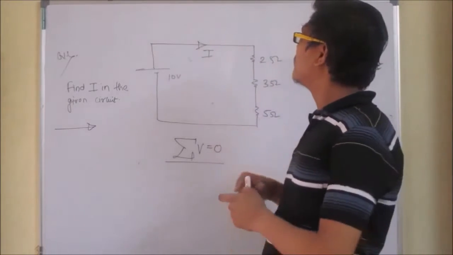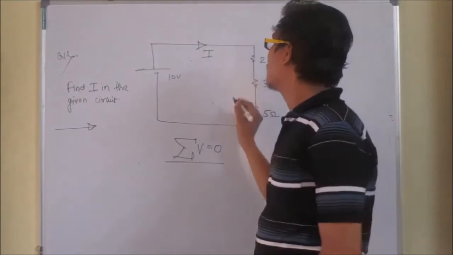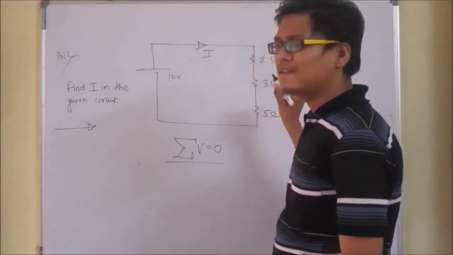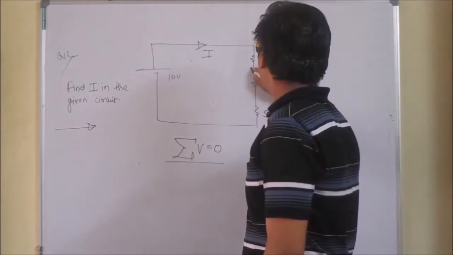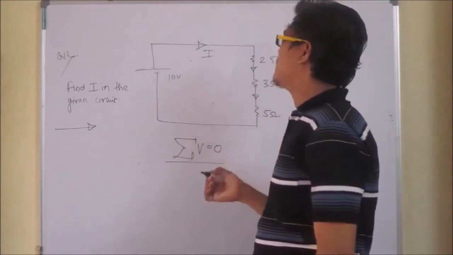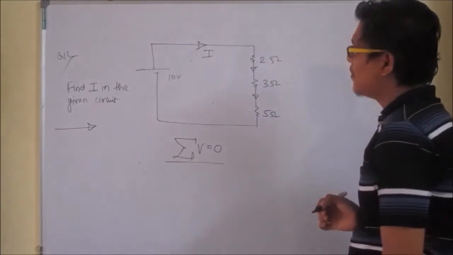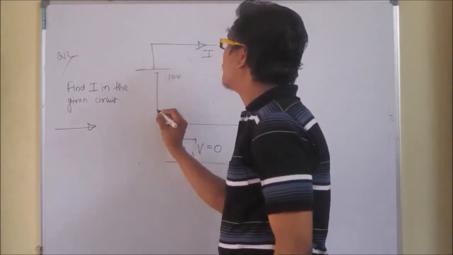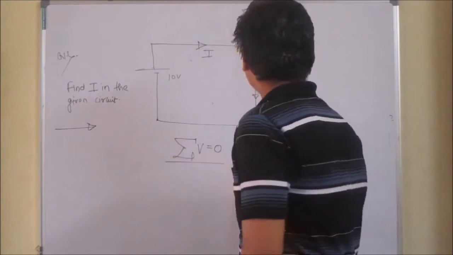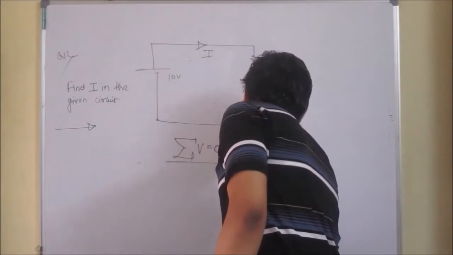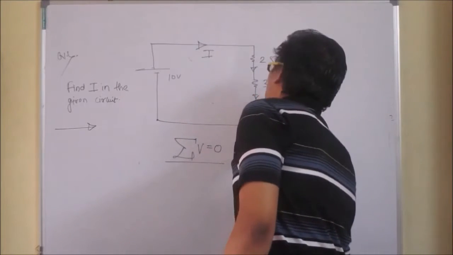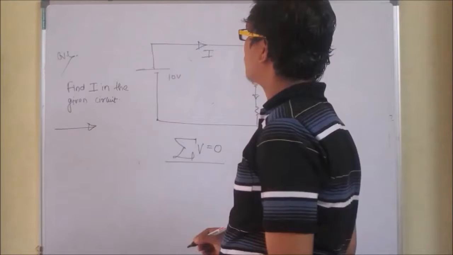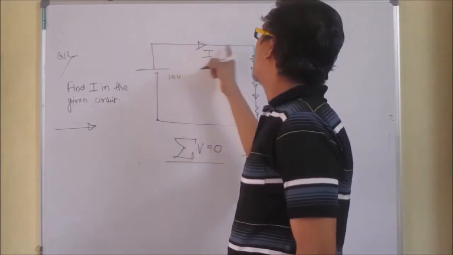So, considering this, all the resistors are in series, so the current flowing through all the resistors is the same. Now, I will start from this point. There is a rise in potential earlier. So, plus 10 volt, V rise. Now I will see.